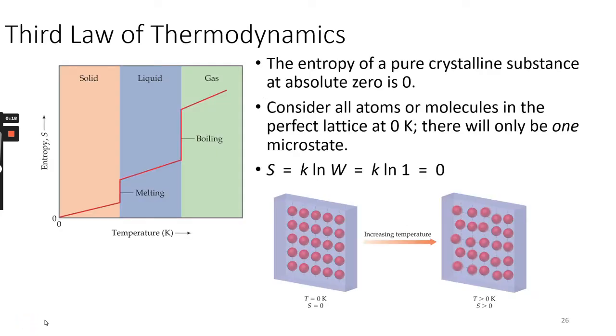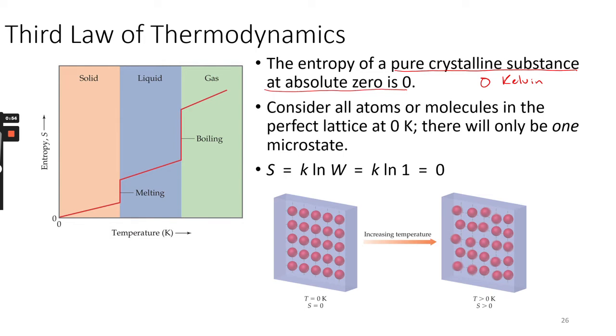So the third law of thermodynamics says that the entropy of a pure crystalline substance at absolute zero is zero. Remember, absolute zero is 0 Kelvin. So if you look down here, you have a perfect crystal. All of these are lined up perfectly. At 0 Kelvin, the entropy is 0. So consider all atoms or molecules in a perfect lattice at 0 Kelvin. There will only be one microstate. So if you plug in 1 for W, you're going to get 0 here.